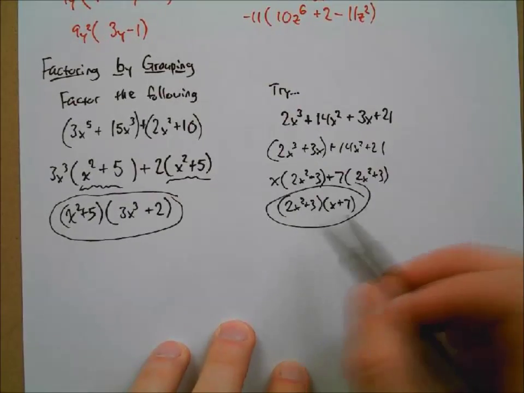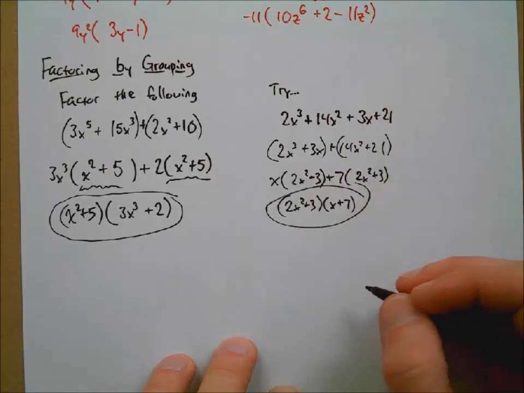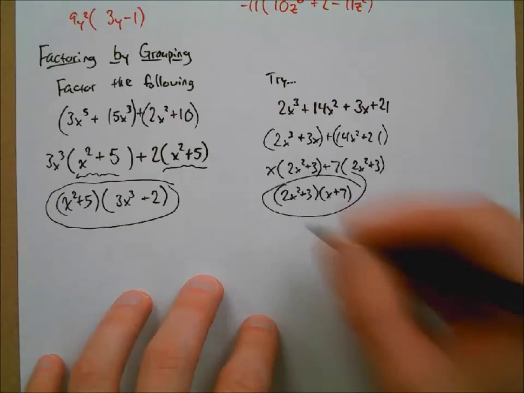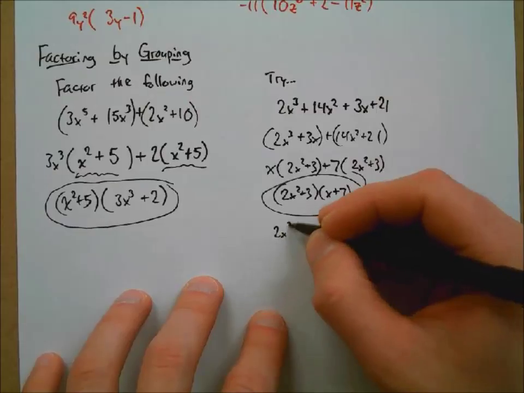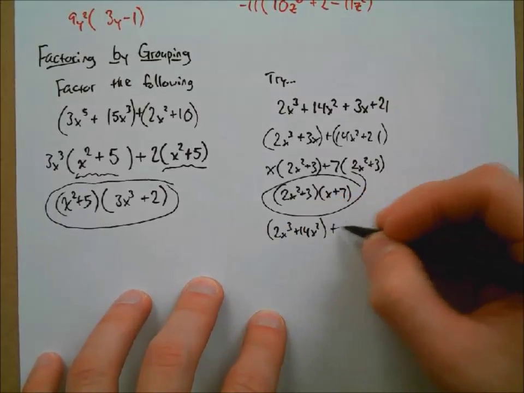Did everyone do it that way? Did everyone rearrange the terms like that? No? Okay. So alternatively, I'm going to guess some of you probably went like this, right? You group the 2x cubed and the 14x squared, and then the 3x and the 21 together. Also a way to go, right?